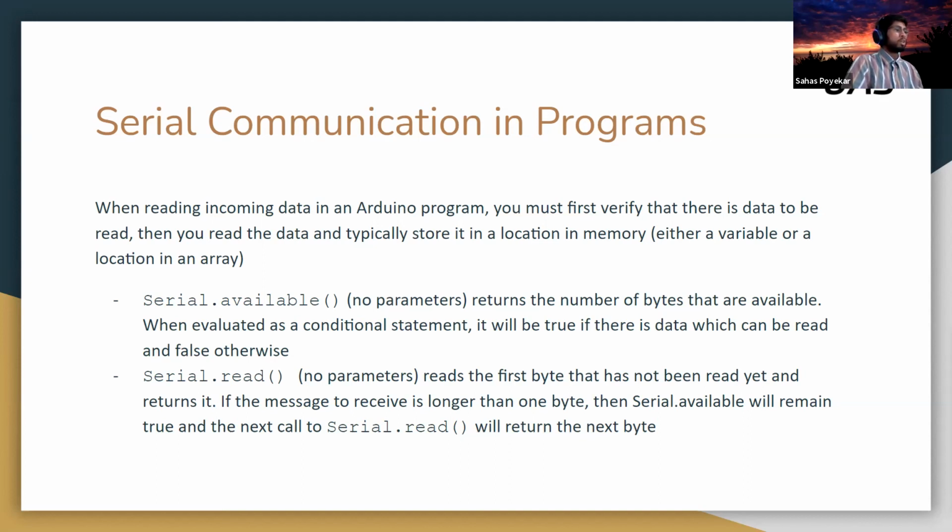And serial.read, with no parameters, will read the first byte that has not been read yet and return it. And if the message is longer than 1 byte, then serial.available will remain true and we can call serial.read to be able to interpret the next byte.